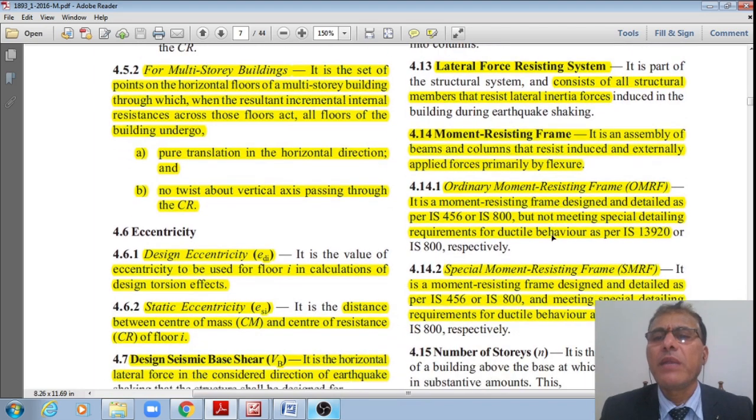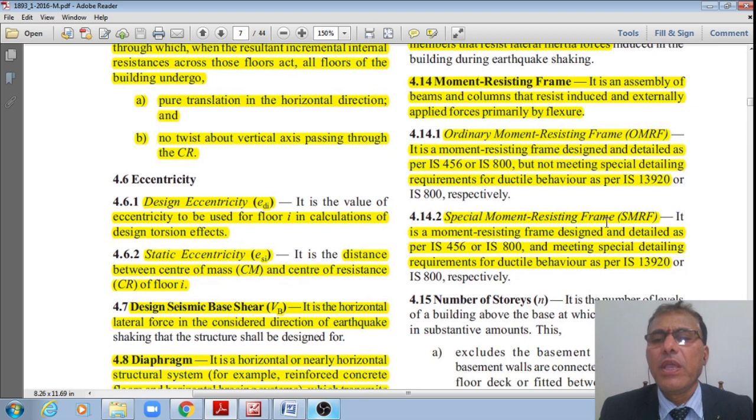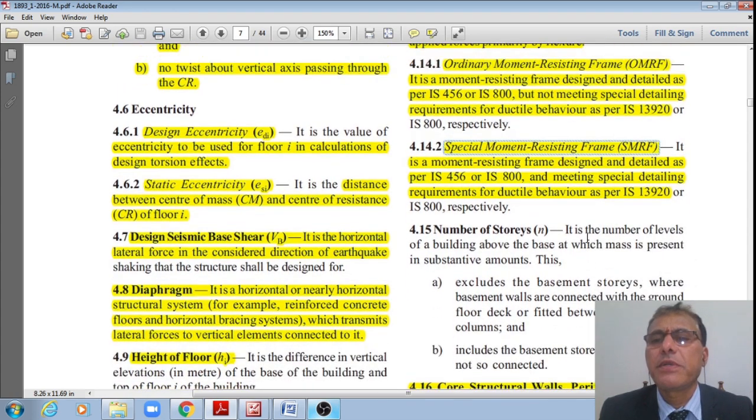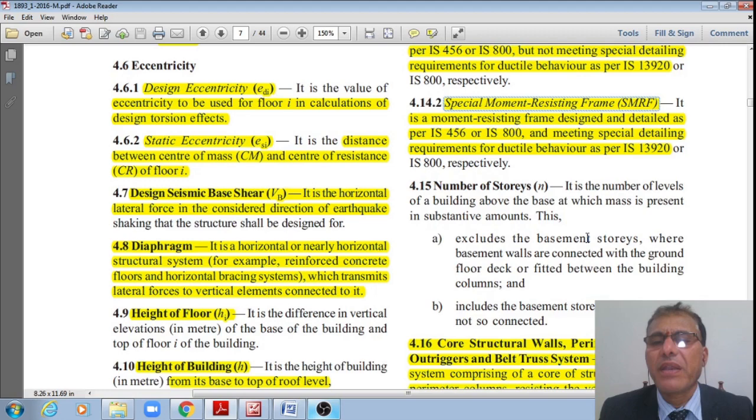Now, next one is ordinary movement resisting frame, notated by OMRF, right? Means it is a movement resisting frame designed and detailed as per IS 456 and IS 800, but not meeting the special detail requirement, ductility detailing, as per IS 13920 or IS 800. However, if it is meeting the ductility detailing, then that movement resisting frame is what is referred to as SMRF, special movement resisting frame. Right? That is the difference between OMRF and SMRF, right?